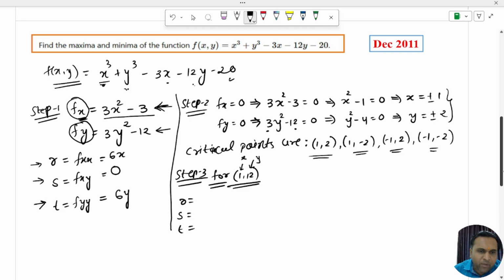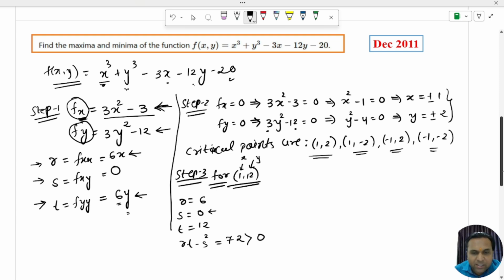So if I am taking x equal to 1 in r, it becomes 6 into 1, 6. Here s is already 0, and y equal to 2. In t, if I take y equal to 2, it becomes 6 into 2, 12. That is clear. And what is my rt minus s square? What is r into t? It becomes 12 into 6, 72, minus s square. s is already 0, so it becomes 72 greater than 0.